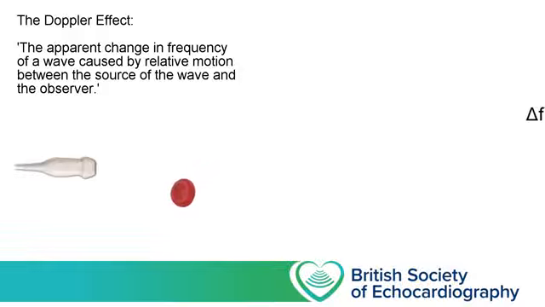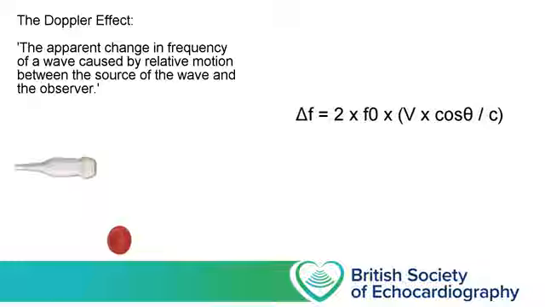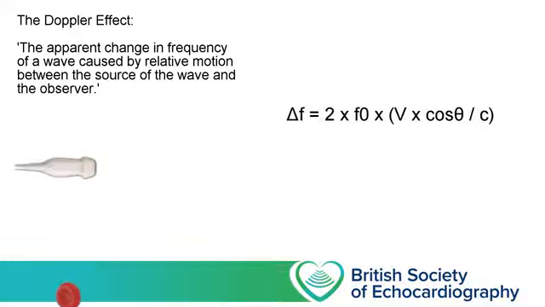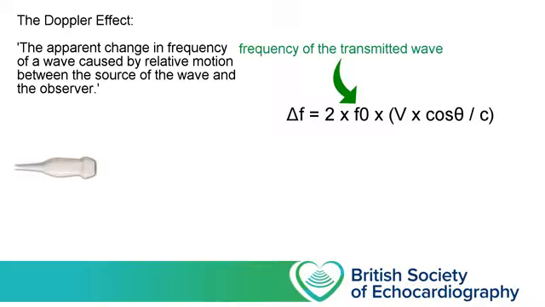The relationship between the velocity of the blood and the magnitude of the frequency shift is described in the Doppler equation. Let's break this equation down to help us understand it. So first of all, what do we know? Well, F0 is the frequency of a transmitted wave. That is, the frequency that the ultrasound probe initially generated. And of course the software knows this.